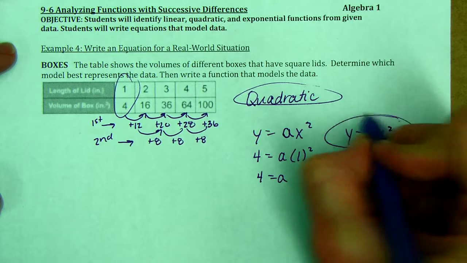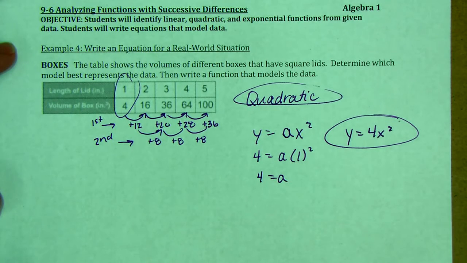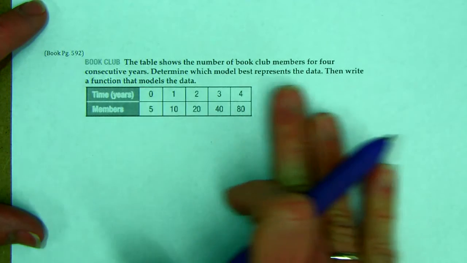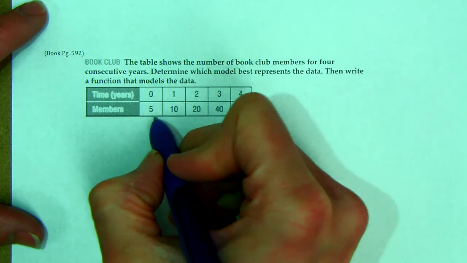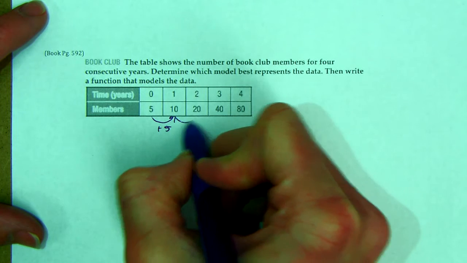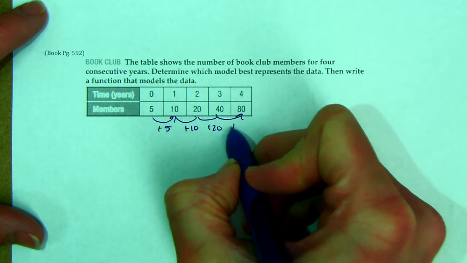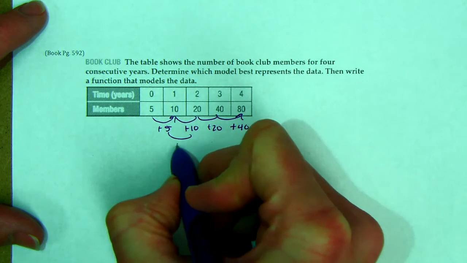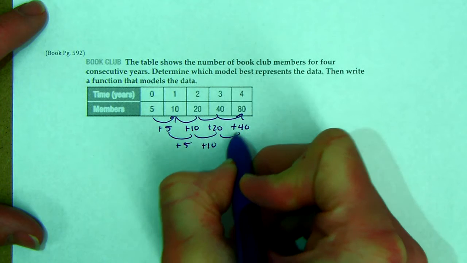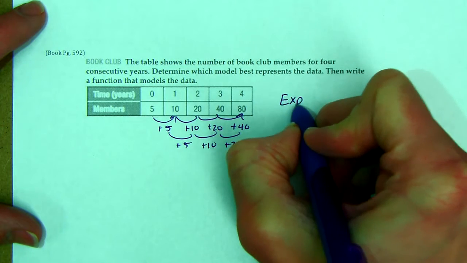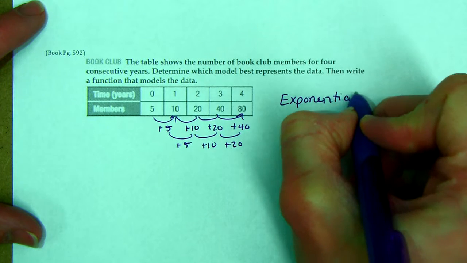Second one, the book club. All right, notice our time is going up at a constant rate, so let's check our differences. Plus 5, plus 10, plus 20, plus 40. So exponential. So we've got y equals a times the ratio to the x power.